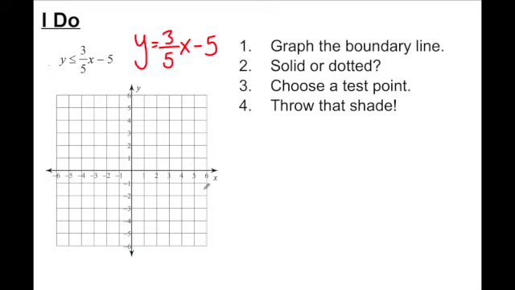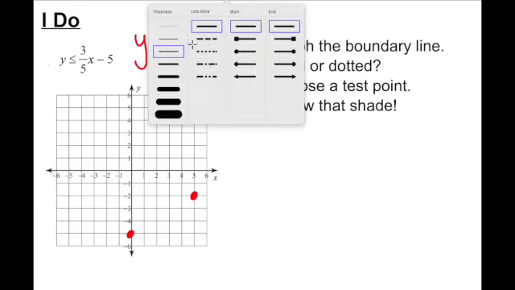So what I know in this case is that I have an intercept of negative 5, and I need to be going up 3, 1, 2, 3, and over 5. And I end up here. Now I'm going to go ahead and graph, boom, boom.